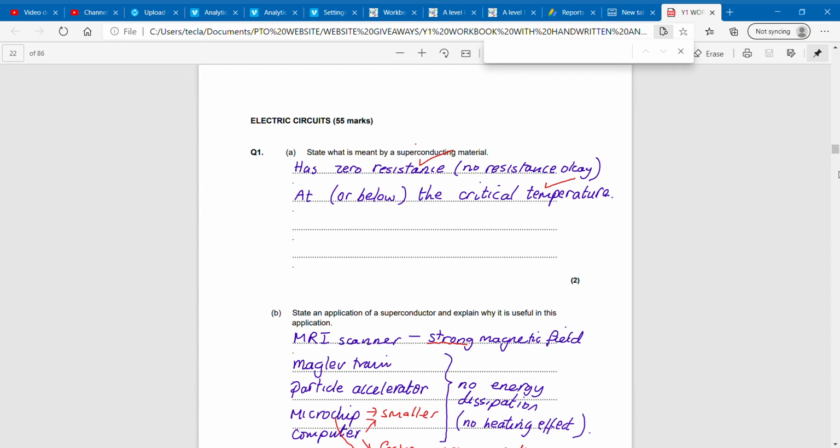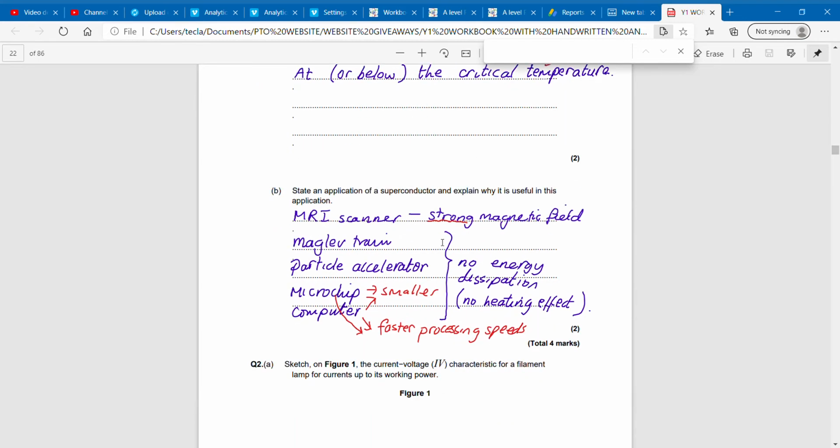B, state an application of a superconductor and explain why it is useful in this application. So an MRI scanner, because it has a strong magnetic field. Maglev train, particle accelerator could be examples. No energy dissipation or no heating effect. Microchip or computer can be smaller, with faster processing speeds, and again you could say no heating effect or no energy dissipation. There's only one application needed and one explanation of why it is useful.